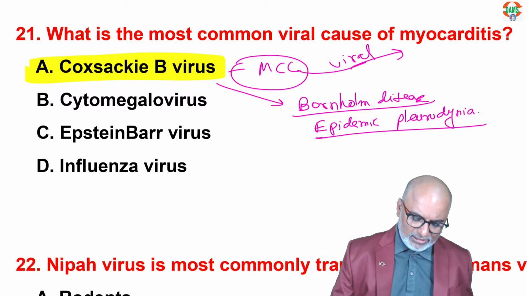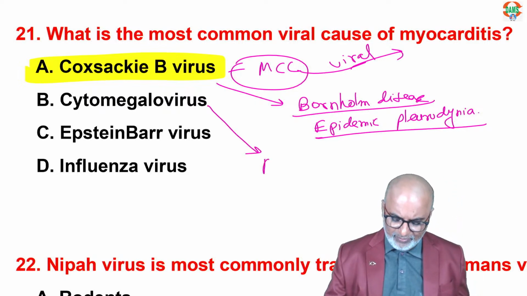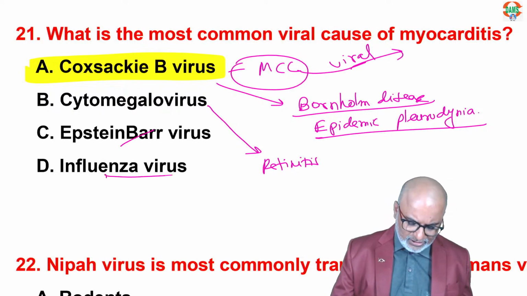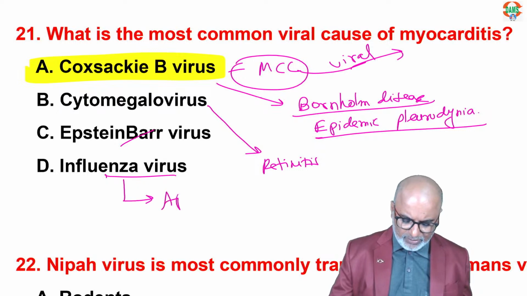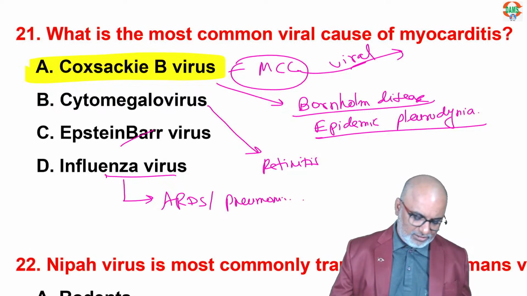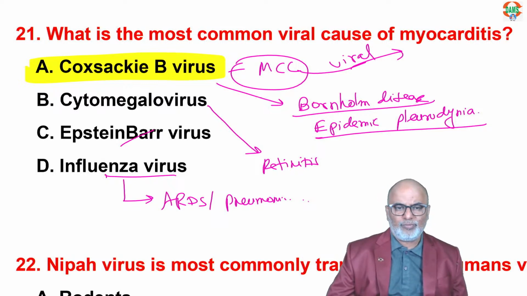Got it? Cytomegalovirus, everybody knows it causes congenital infection, CMV retinitis in HIV. Epstein-Barr virus, I told many times. And influenza virus causes acute respiratory distress syndrome, pneumonia. Yes, death. You're right, Manoj. EBV causes Hodgkin's lymphoma, many things.